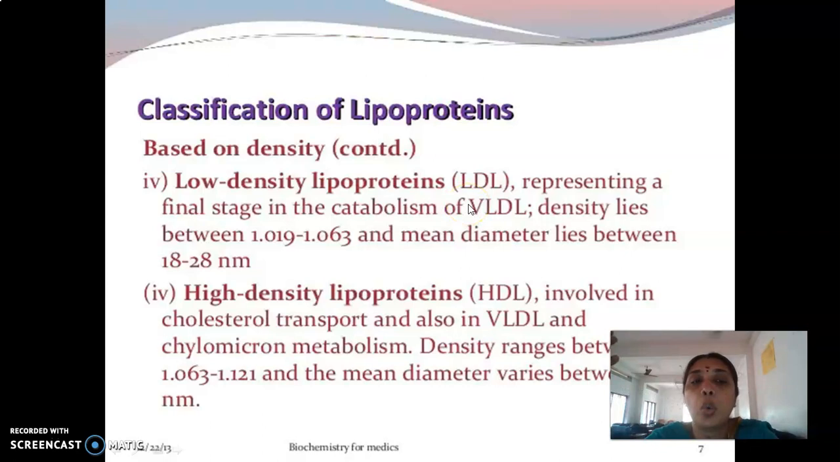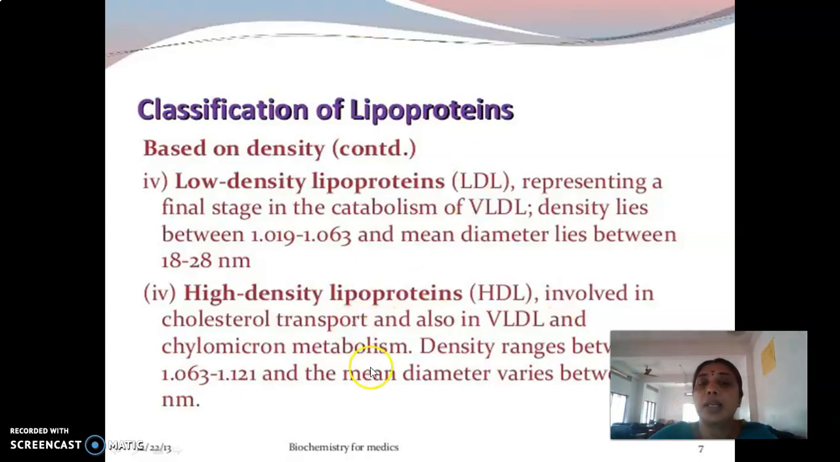Once its half-life is over, what happens? VLDL slowly starts removing the TG. Clear? So the size will be reduced, right? VLDL will be reduced in size to give rise to IDL, and from the IDL it will synthesize LDL.